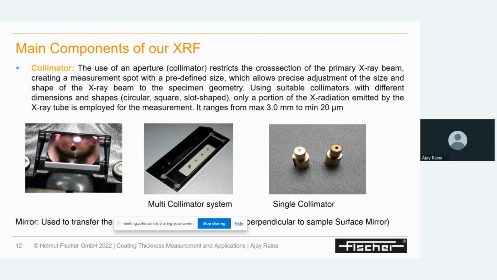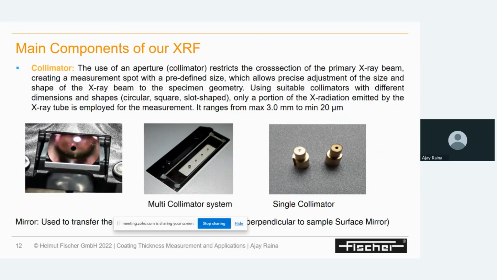We have a multiple collimator option where we can choose the instrument which will have collimators, say from 0.1 also, or lesser than that. We can give you collimators with a rectangle shape, and collimators for square shape. We can give you a collimator up to 3 as well. So depending on your requirement and your applications, we can have different types of collimators.